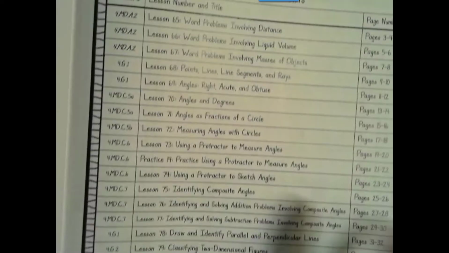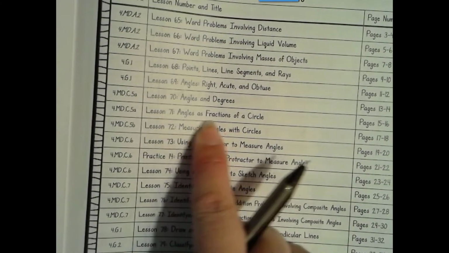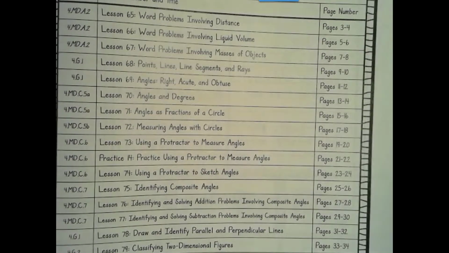So lesson 71. We're looking at angles as fractions of a circle. Pages 15 and 16.